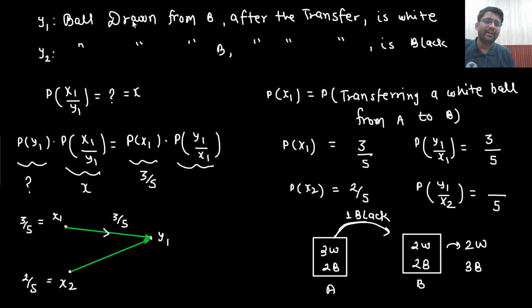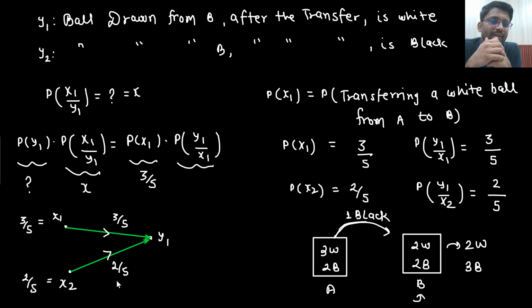Then find the probability that the ball drawn after the transfer is white. That will be 2 by 5. Is that understandable to you? Did you understand what we are doing here? I need to care about only y1. What is y1? After the transfer, the ball drawn from B is white.